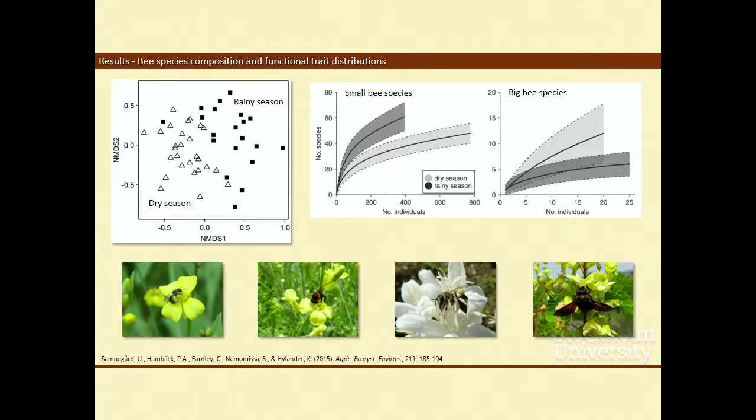And we also saw a clear turnover in species composition between the rainy and the dry season. So this is the dry season, this is the rainy season. And we connected that to the traits, so there were more small species active in the rainy season than in the dry season, and a tendency to more active big bee species in the dry season than in the rainy season. And there were also more soil nesters active in the rainy season.